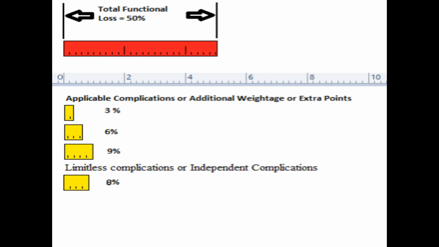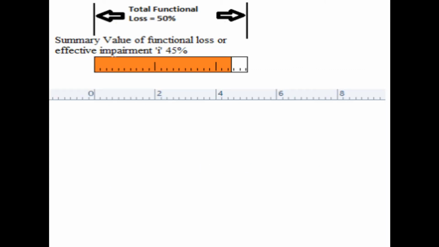However, in real life situations, you are not given total functional loss as such. You will be testing the patient and calculating the summary value of functional loss in a step-by-step process. During the process, you will be doing weighing and combining as and when required. Finally, you end up in a value called summary value of functional loss or effective impairment. Let us use lowercase I to represent this value.